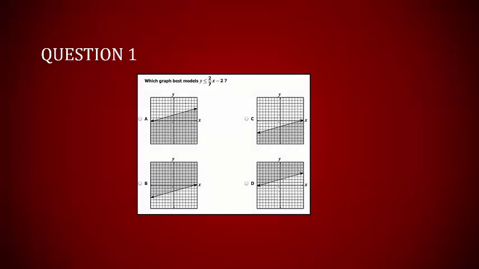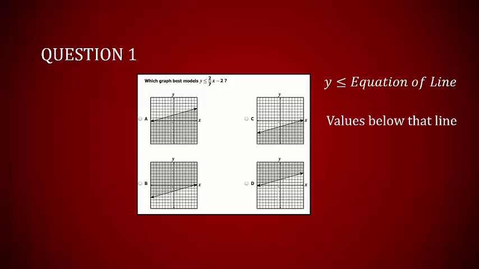This is just a little refresher of how you shade when you're dealing with inequalities. Basically, you just want to graph the line y equals 2 over 7x minus 2, and then decide whether you shade above or below. So we have y is less than or equal to that equation of a line. We first need to figure out what the equation is and then recognize that we're going to be shading below that line.